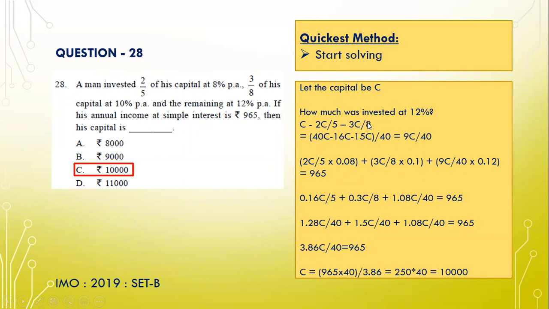10% was 3C minus 8. So how much was invested at 12%? C minus 2C minus 5 minus 3C minus 8. The least common multiple of 8 and 5 is 40. So multiply the whole thing by 40.